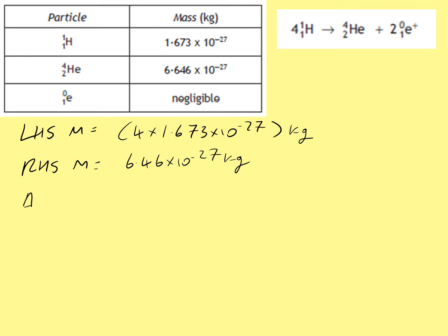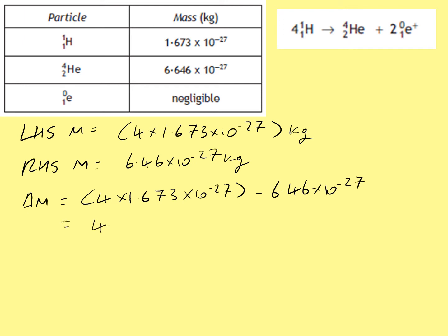We then work out the difference in mass. So here's why I kept everything within the brackets. Because me writing 4 times 1.673 times 10 to the negative 27 means I'm definitely substituting in the correct values. And if I definitely substitute in the correct values, I get the marks. Do that calculation, you end up with a difference in mass of 4.6 times 10 to the negative 29 kilograms.